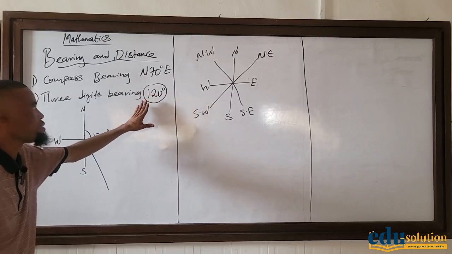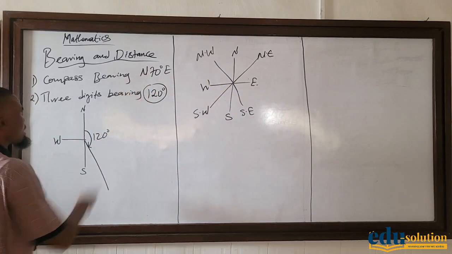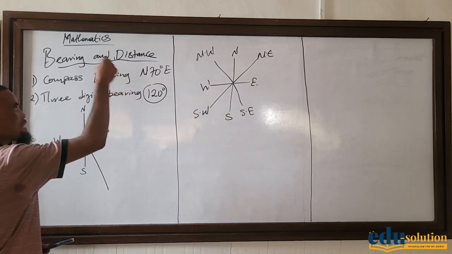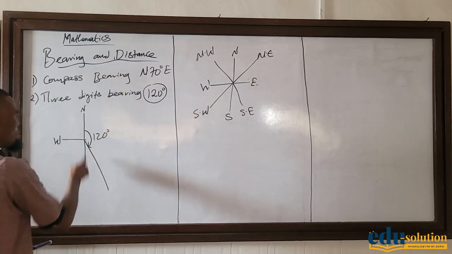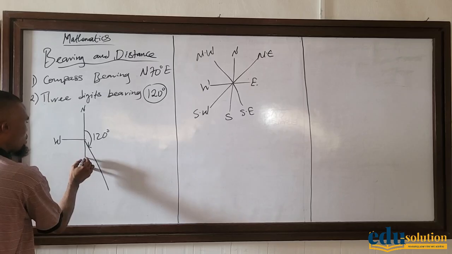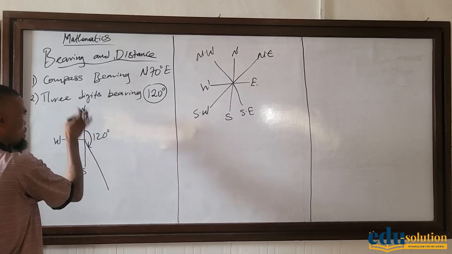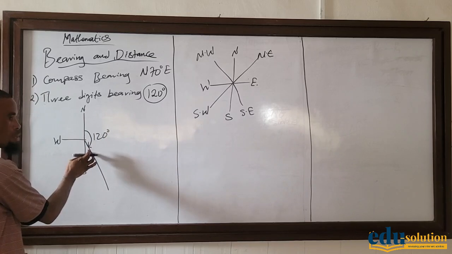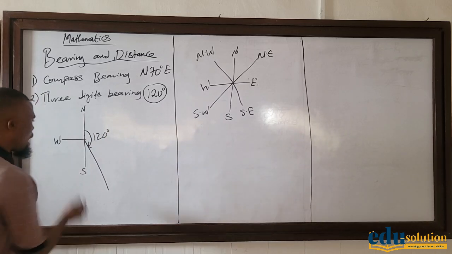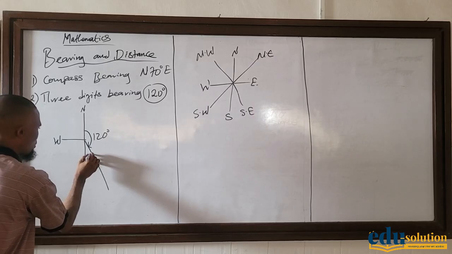But if we want to convert it to compass bearing, since compass bearing starts either from the north or from the south, the closest region here is the south. I can't start from the north, because if I start from the north, it will still return me back to this place, which is talking about a 3-digit bearing. So I'll have to start from the south. So starting from the south, that means from here to this place.